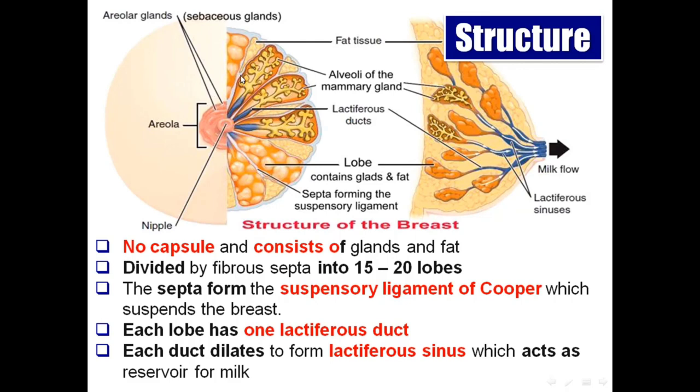So the breast has no capsule. It consists of glands and fat. It is divided into 15 to 20 lobes by septa. These septa form the suspensory ligament of Cooper, which suspends the breast. Each lobe has only one lactiferous duct. Each duct dilates under the areola to form a lactiferous sinus, and then the duct opens into the nipple. So the nipple contains 15 to 20 openings of the lactiferous ducts.